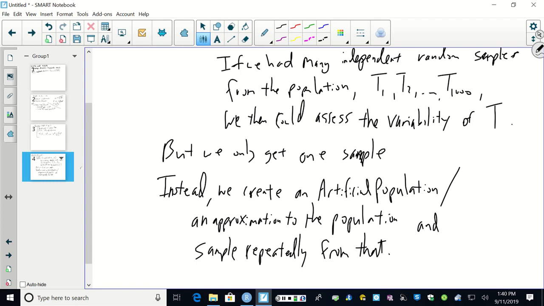And to the degree the artificial population or the approximation is similar to the original population, then sampling from it is like sampling from the original one, and it all should work out pretty well. So the interval we create through sampling from this artificial population would be relevant to our overall population, right? And so the book talks about that as a plug-in estimate, right? The scientific terminology of plug-in.